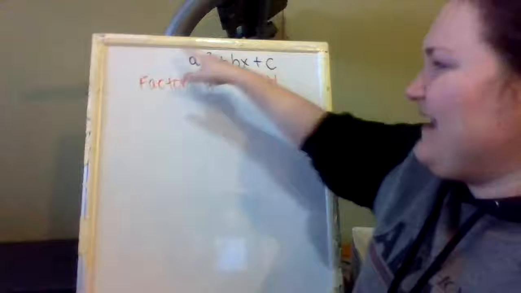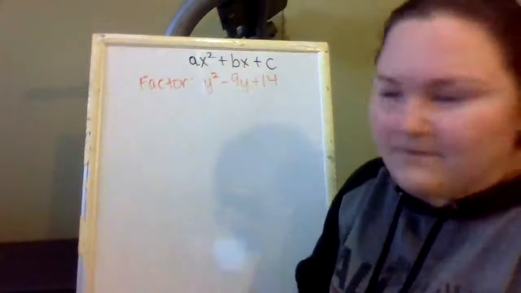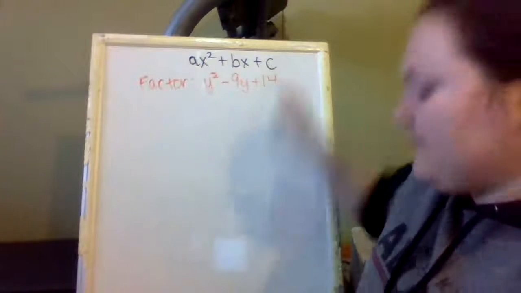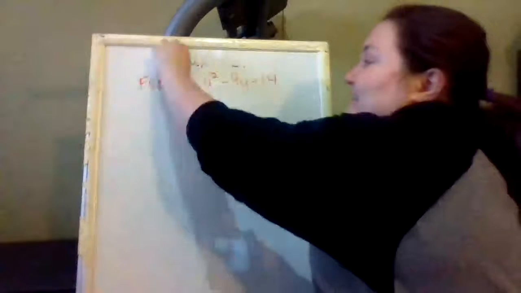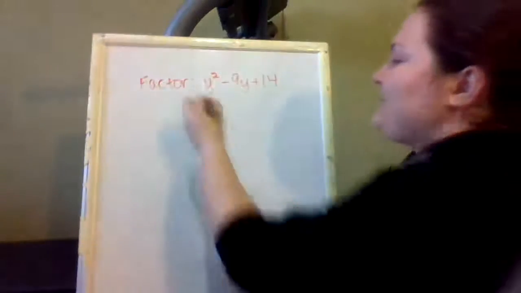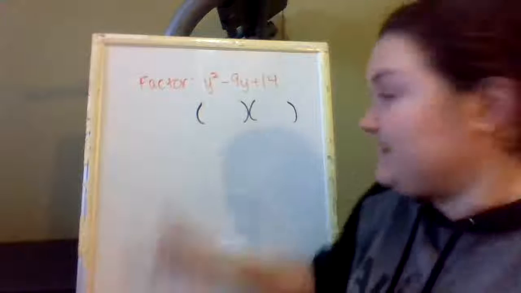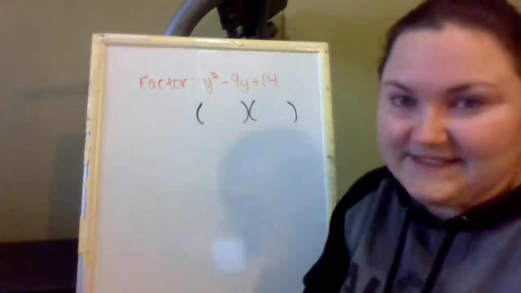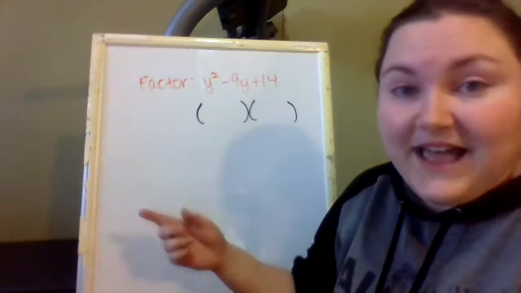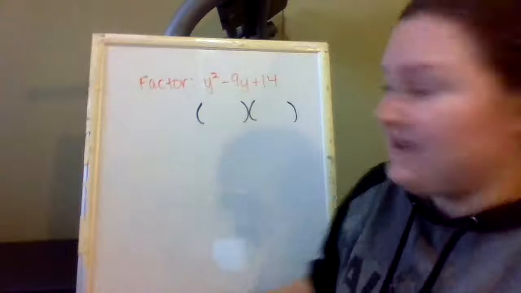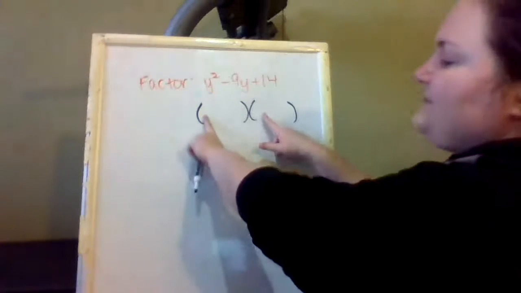This is how we write the quadratic form. So anything that looks like this is a quadratic. That's going to mean that anything that looks like that is going to factor into two parentheses. So that'll be my first step, is just writing down those two parentheses there.